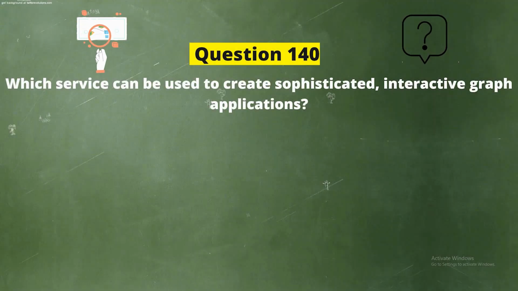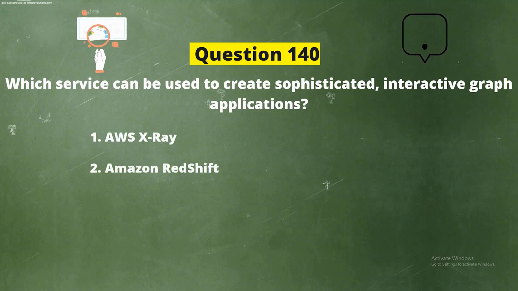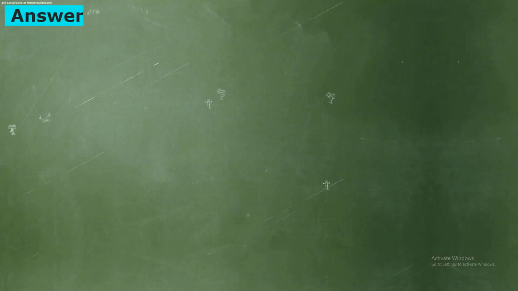Next question. Which service can be used to create sophisticated, interactive graph applications? And the options are: Option 1. AWS X-Ray. Option 2. Amazon Redshift. Option 3. Amazon Athena. Option 4. Amazon Neptune. And the correct answer is Option 4.